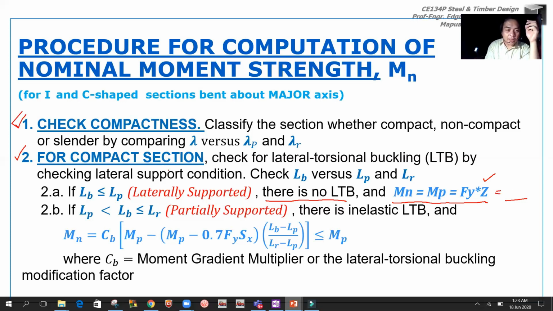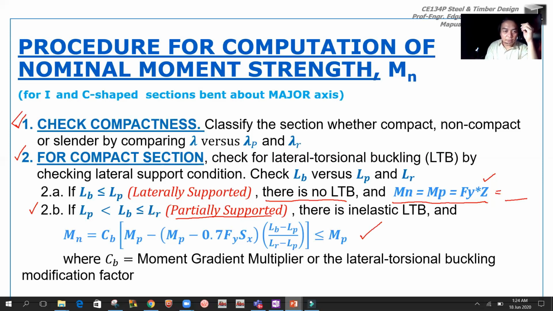Now, ang second case natin is yung 2.b. That is kapag yung LB mo is greater than LP but less than LR, so the beam would be partially supported. Naalala niyo yung discussion ko doon sa partially supported? Yung graph. Ano yung graph kapag partially supported? Diba linear na decreasing? So ibig sabihin, the Mn decreases linearly as the LB increases or approaches LR. And yung Mn equation na yan would be given by this equation.